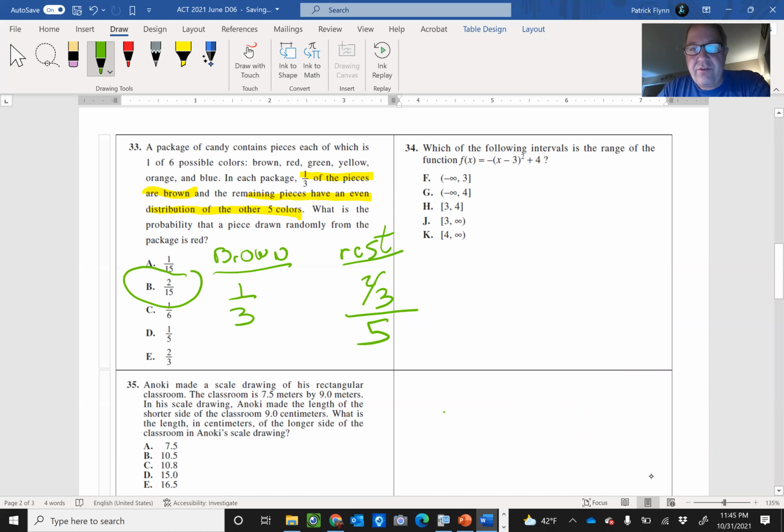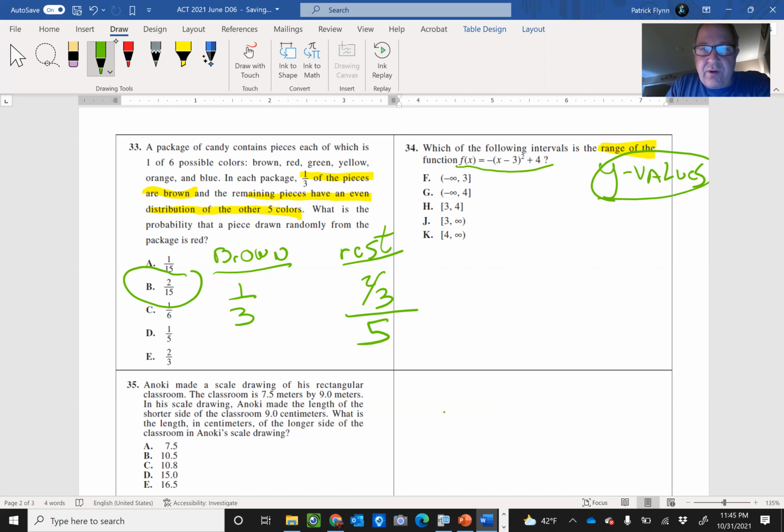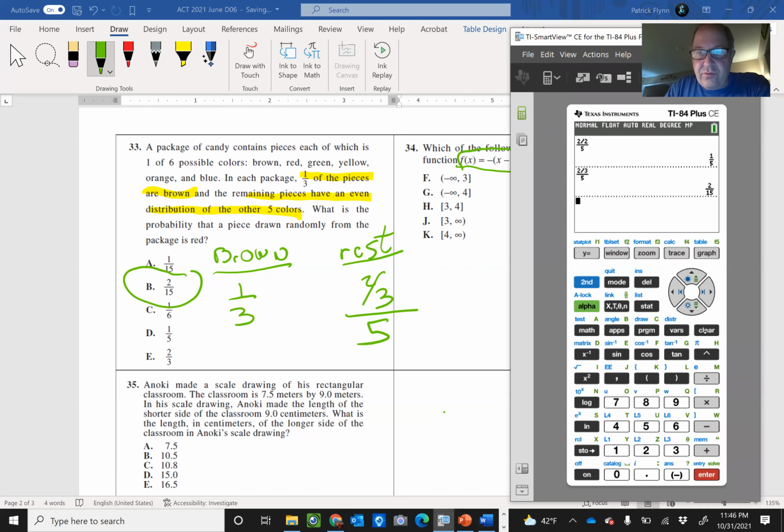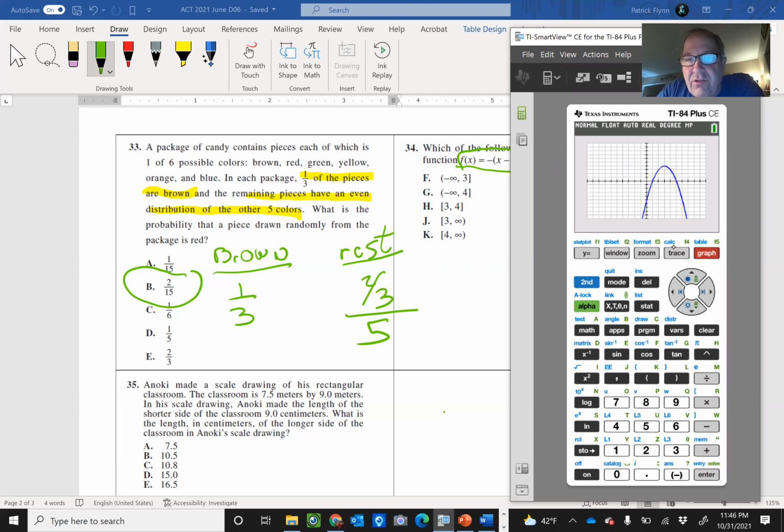Okay. Question number 34 asks about the range, which we should remember are the Y values. Now, if you have not yet graphed quadratics, it's okay. We can put this into the calculator and graph it. What you do is you go to y equals, and you type in the function you're going to graph. Make sure to use the negative sign at the bottom here in the number pad, not the subtraction sign for that outside piece. And then we'll press graph. Now the range are the y values. And it looks like when I'm coming through here, the biggest y value we get is going to be 4. And so looking at the answer choices, I would have to say letter G would be our answer.